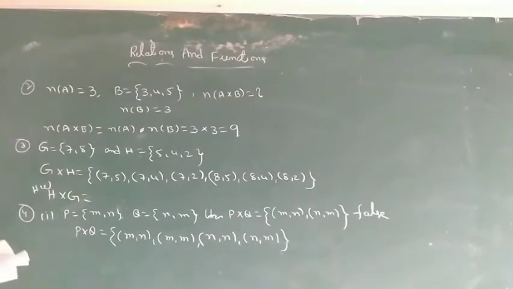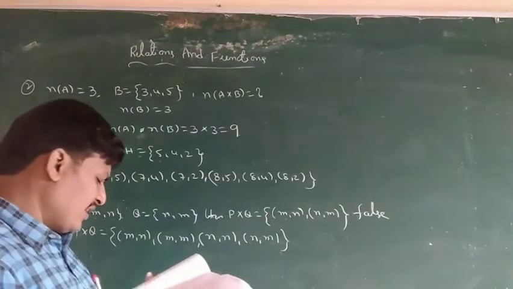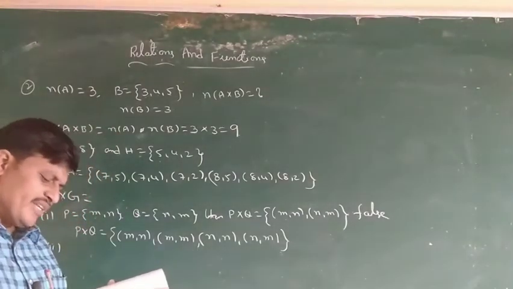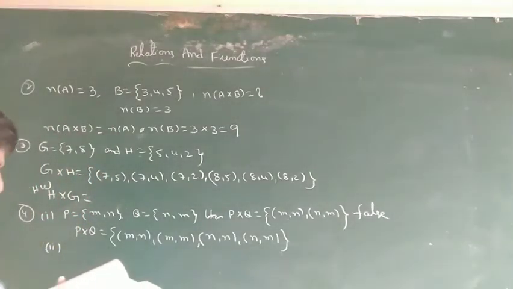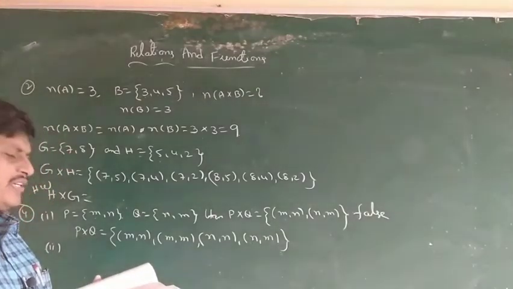But what is the second one? If A and B are non-empty sets, then A cross B is a non-empty set of ordered pairs (x, y), such that x belongs to A and y belongs to B. Correct.